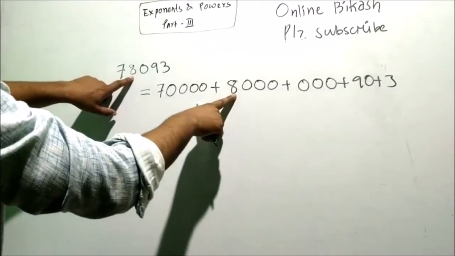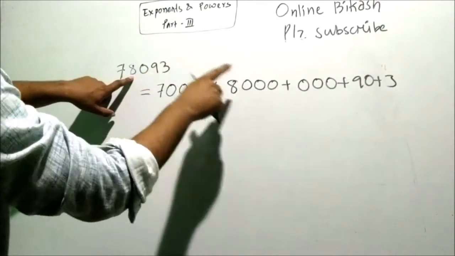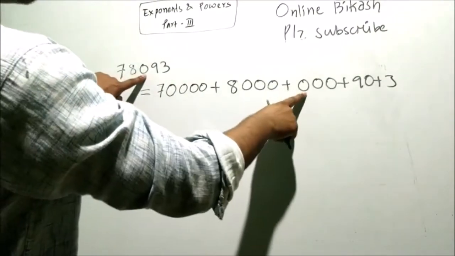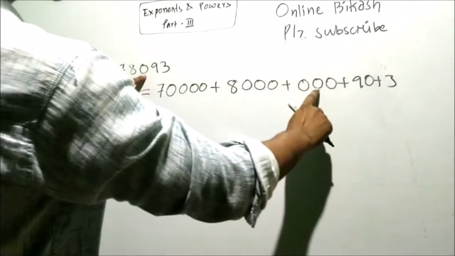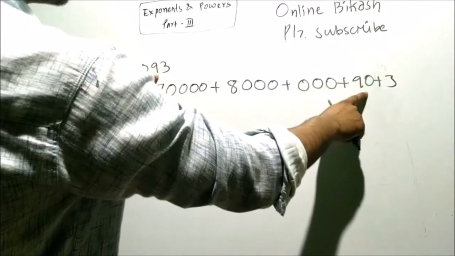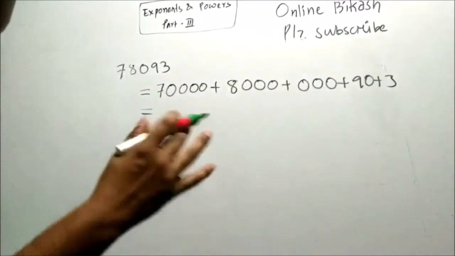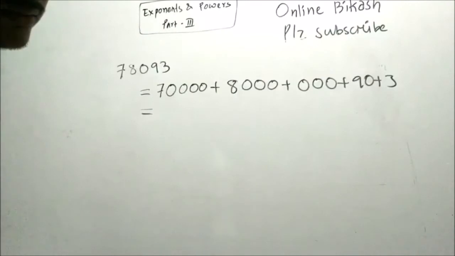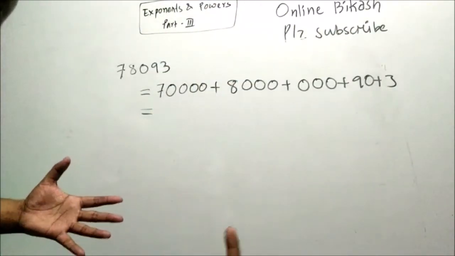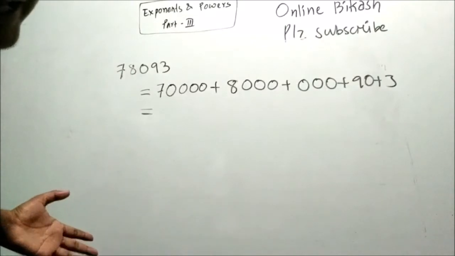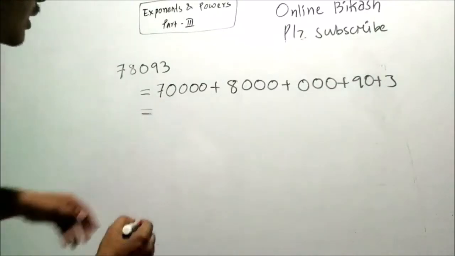I am writing 8 here. How many digits are after it? 1 2 3. So 3 zeros. I am writing this 0. How many digits are after it? 2 digits. So 2 zeros. 9, how many zeros? 1 digit after it, so 1 zero. And 3 has no zeros. Okay, this is the expanded form we learned in very old days, in your childhood. Now we will change it into its exponent form, exponential form. What can we write here?